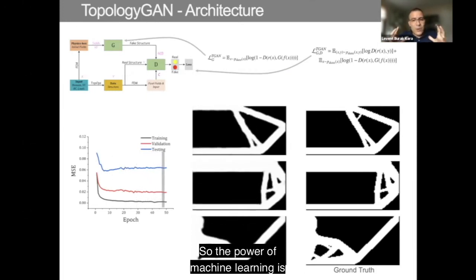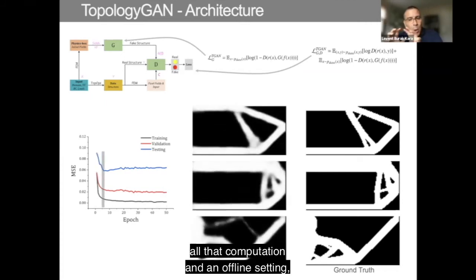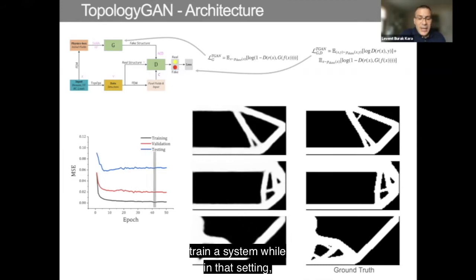So the power of machine learning is not so much that it's a magical tool, but it allows you to take all that computation in an offline setting, train a system well in that setting, but then have very fast performance during deployment.